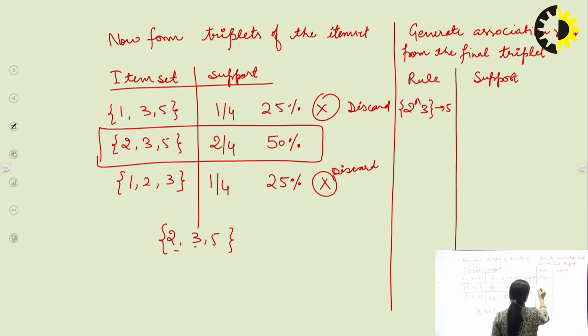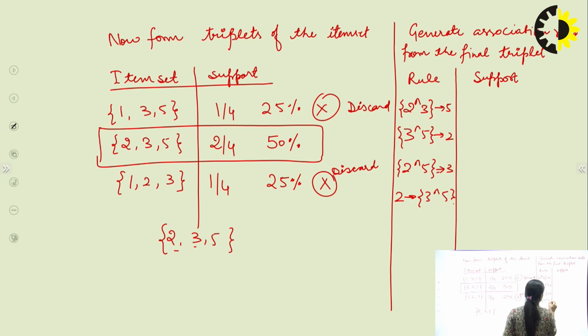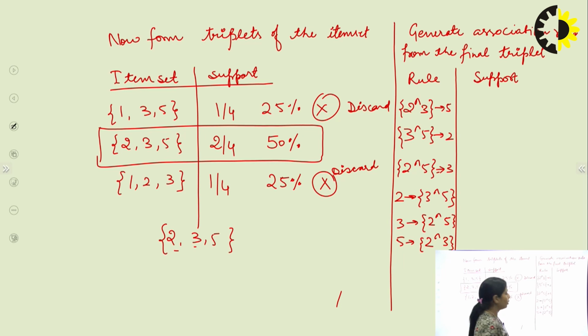Okay. 2 and 3 gives me 5. Okay. Next we can say 3 and 5 gives us 2. Obviously, right? Then 2, 5 gives us 3, right? Now just opposite to this, just reverse we can say, 2 gives us 3 and 5, 3 gives us 2 and 5, 5 gives us 2 and 3, right?